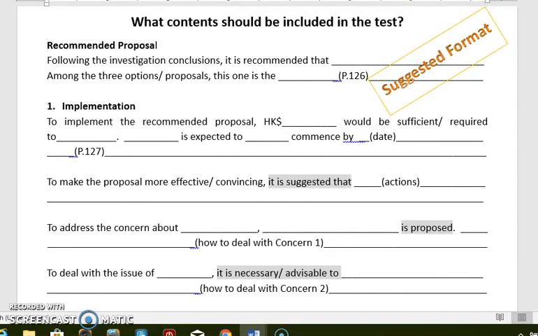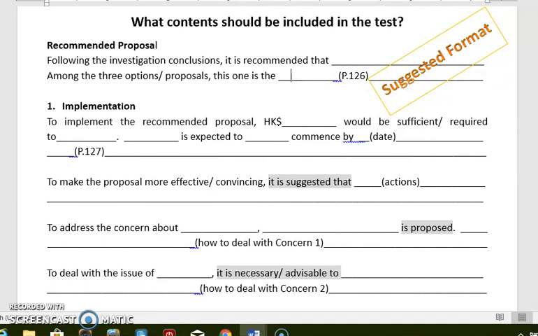First paragraph, recommended proposal, is a rather straightforward paragraph because you just need to state the proposal chosen by your boss here. For example, if your boss has chosen the proposal called opening a new store, setting up a new store, what you'll be writing here is, it is recommended that a new store be opened, or it is recommended that a new store be set up.